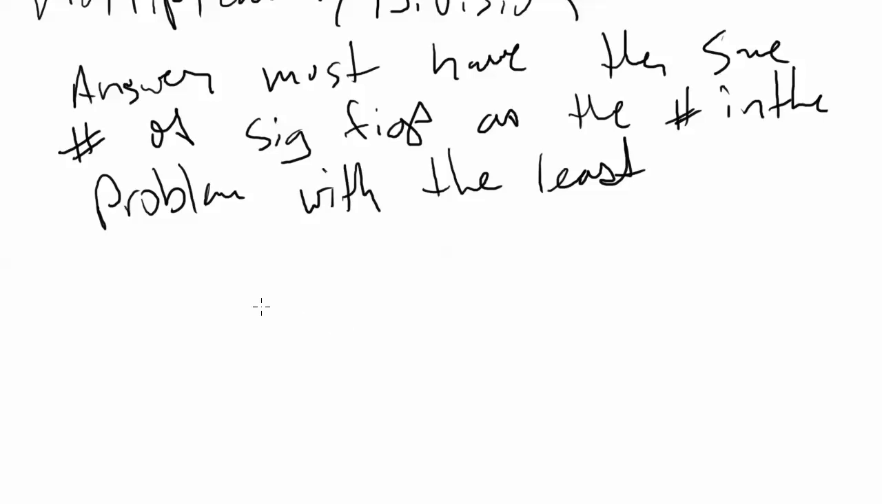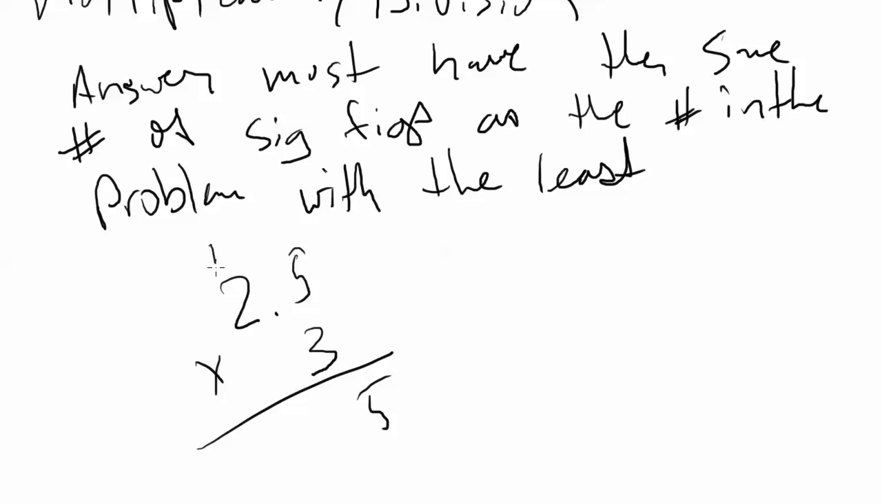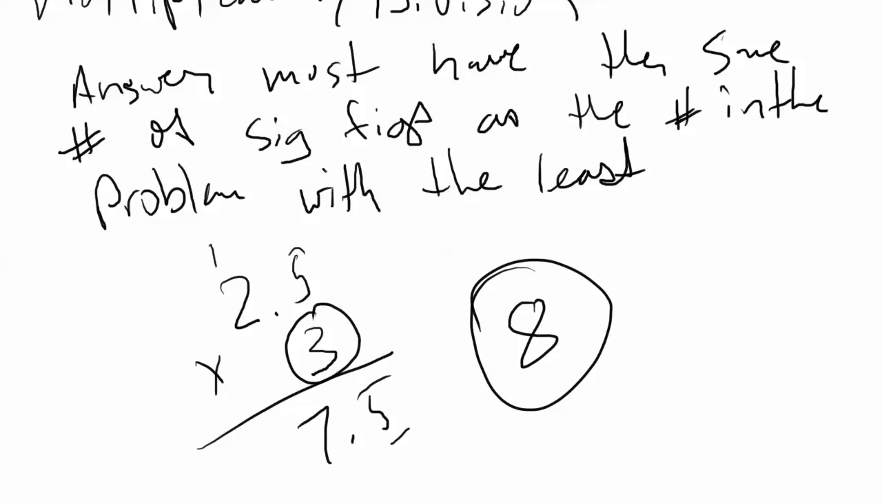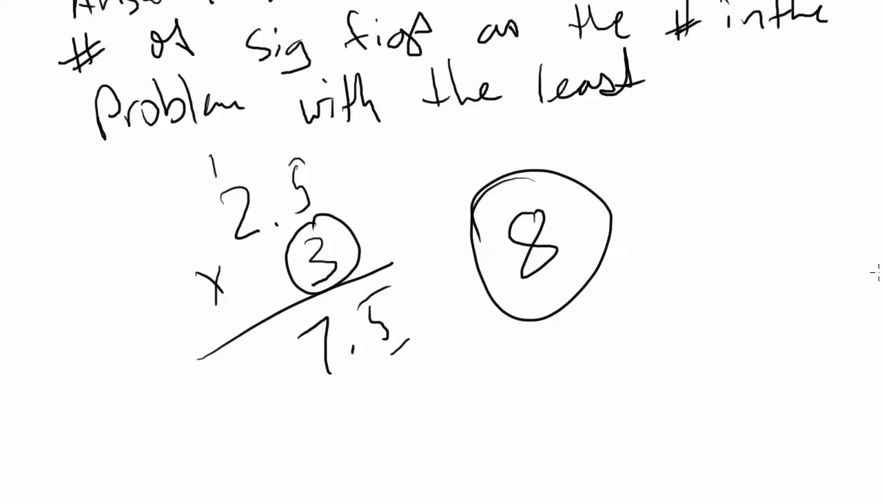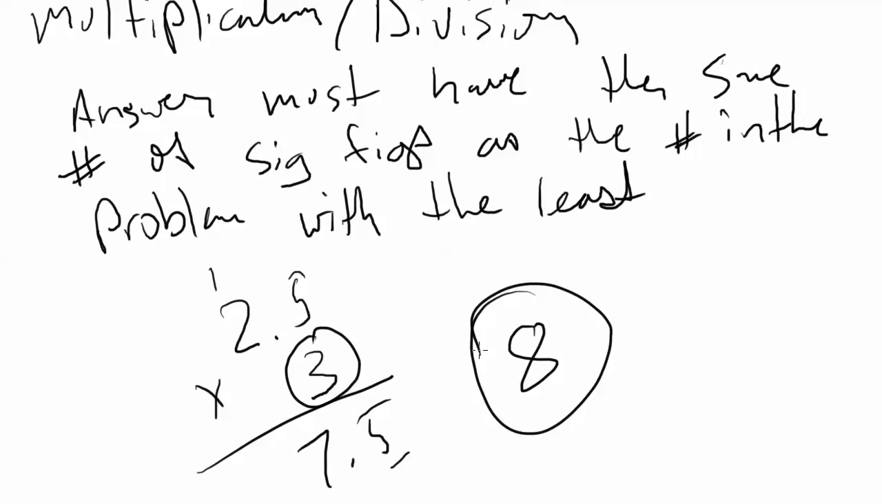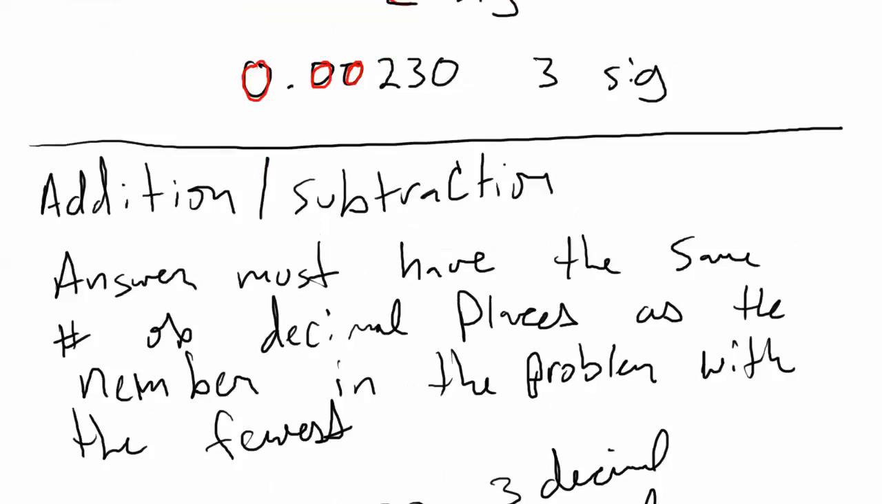So if I was doing 2.5 times 3, and we get 15, here's 6, 7, we have 7.5, but 3 only has one significant figure. So since this is 5 or greater, we're going to round that up to 8, and that would be your final answer. The same thing happens when you divide. You have to look at your problem, and your answer has to have the same number of significant figures as the number in your problem that has the least number of significant figures. So those are the significant figures rules.